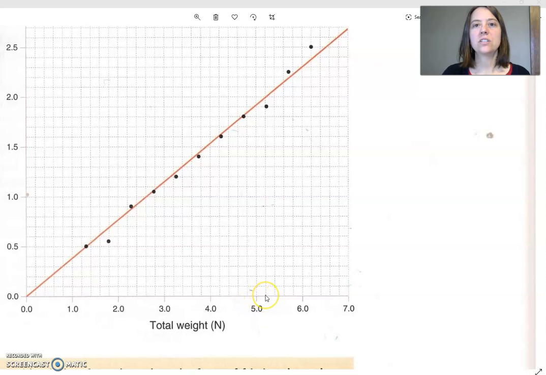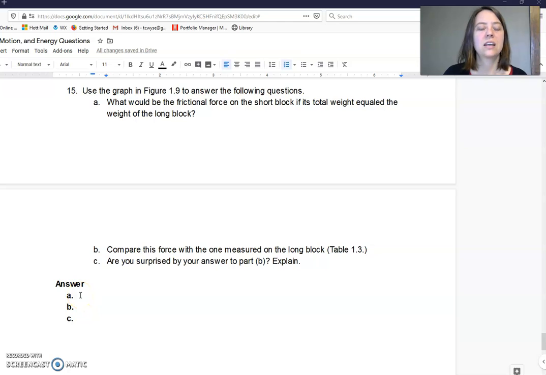Each one of these little divisions is 0.2, so 0.05 would be a quarter of the way between these, just a little bit to the right of 5. So we go a little bit to the right of 5, and then we go over and read our answer in the force of friction. You want to make sure that you get an exact, precise answer to the nearest tenth of a newton. Then we'll answer it in A: the frictional force on the short block would be... and make sure to have a full sentence and units.